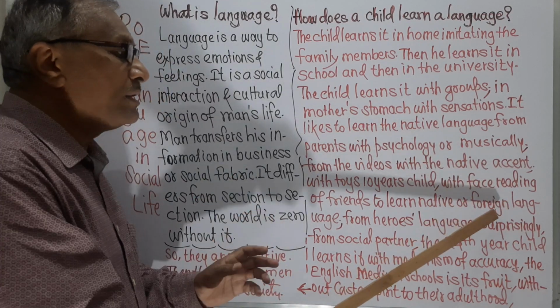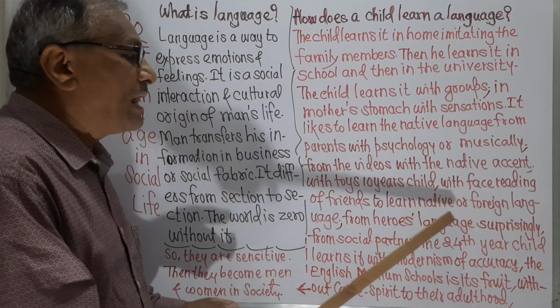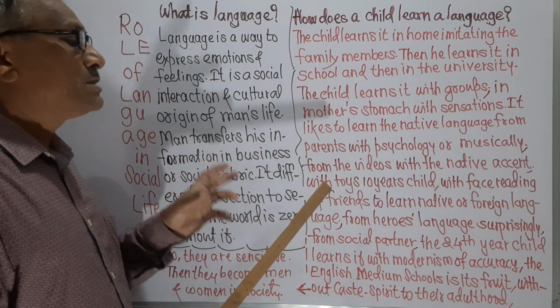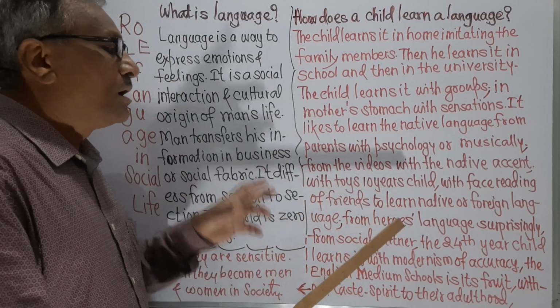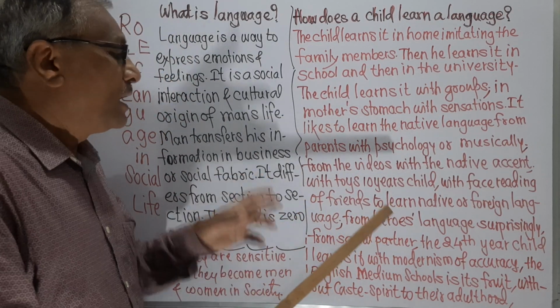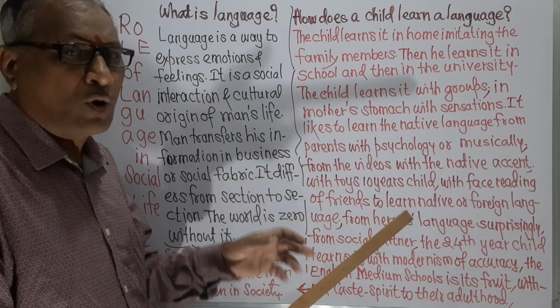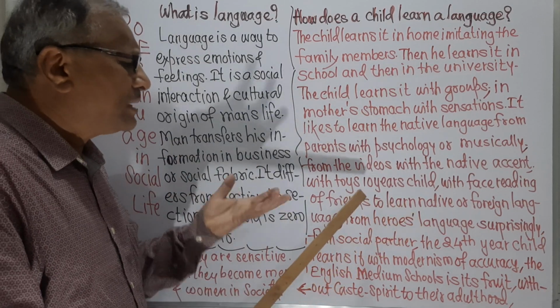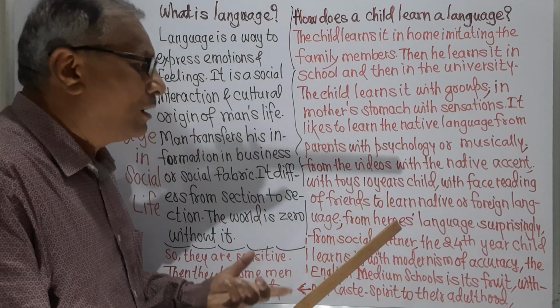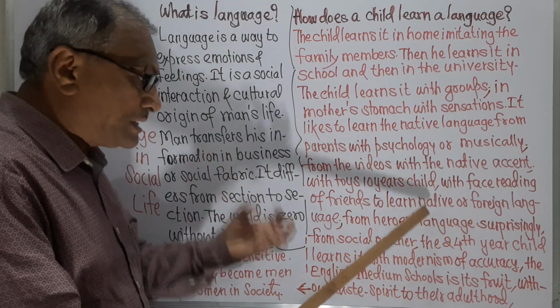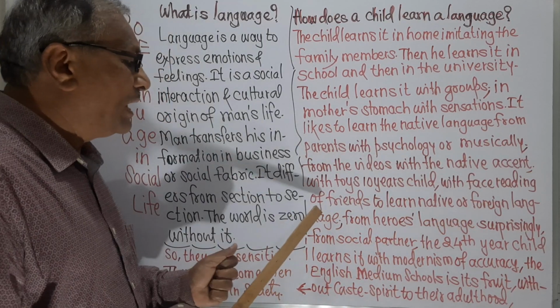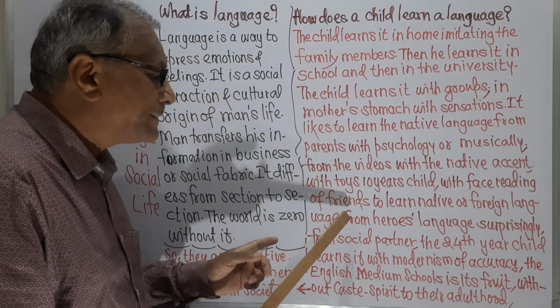So remember, when the child learns the native as well as the foreign language, he learns it with the help of his, I will say here, he or she learns the language, native as well as foreign, with the help of his friends.